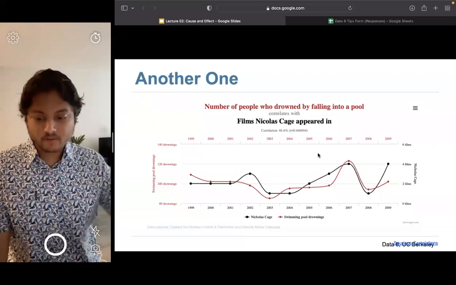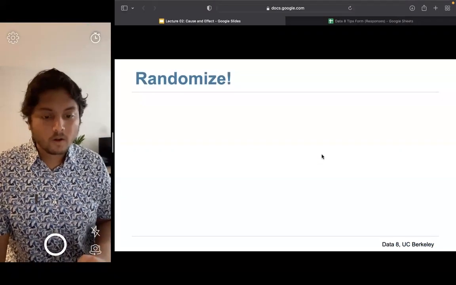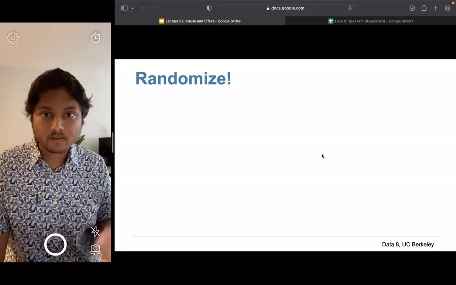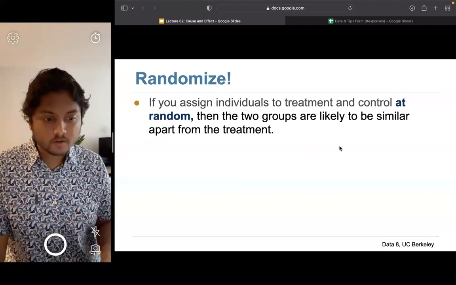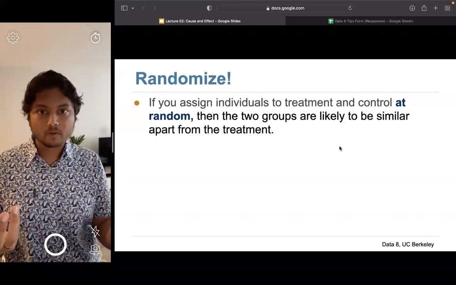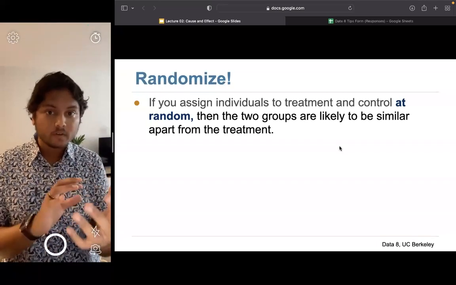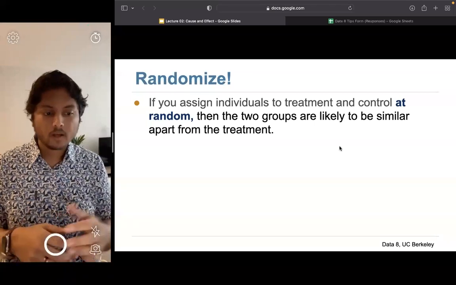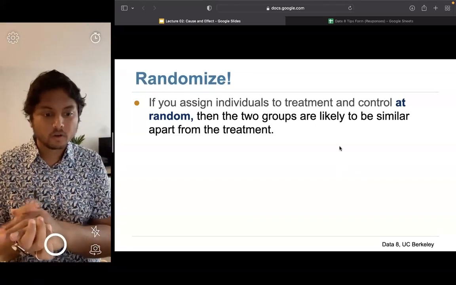How do you determine if it's a random correlation versus the treatment actually affecting the outcome? So the single best way to determine that is to randomize. What you need to do is take your individuals and split them up into two groups. Usually you start with a single group of individuals, split them up into two groups, and then go to one group and say, okay, you guys are the treatment, and you say to the other group, you're the control.